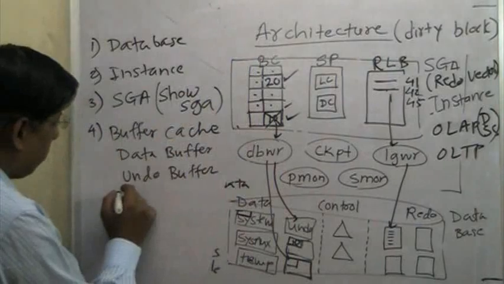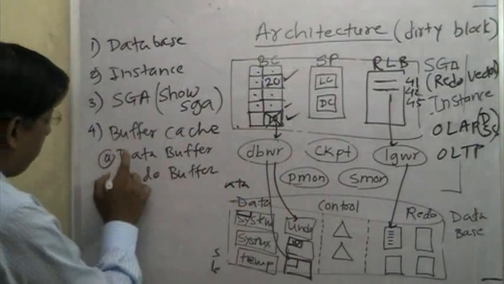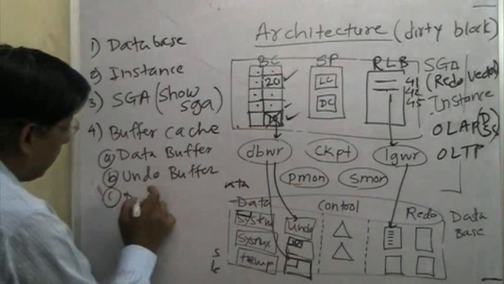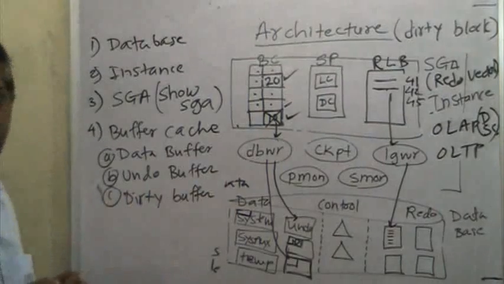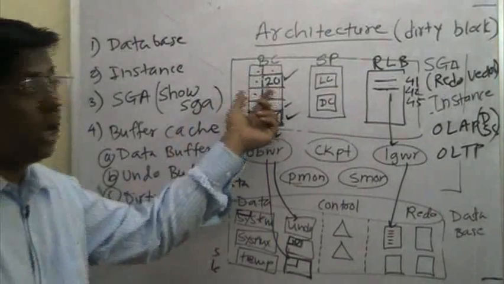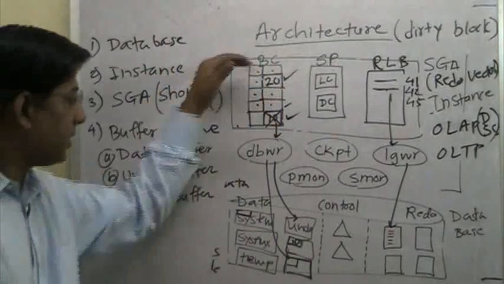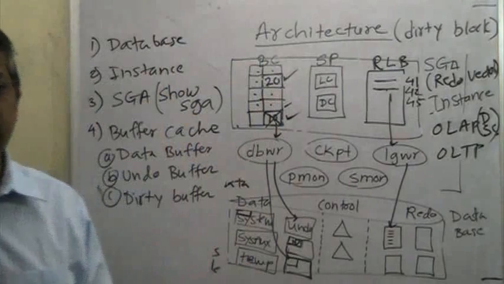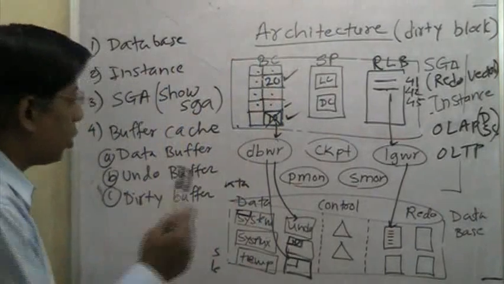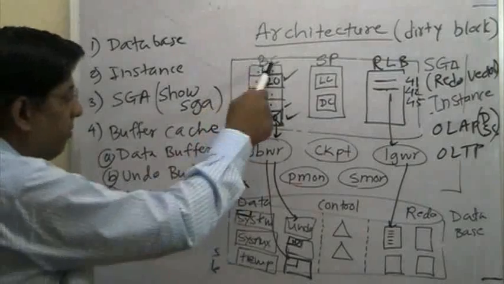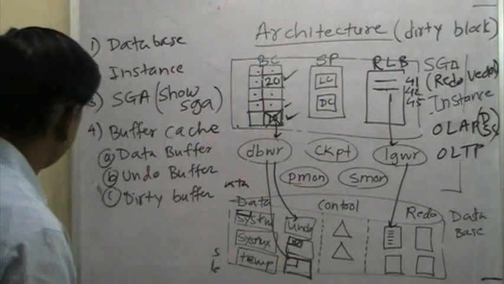Then you also need to know a terminology, so this is 4A, 4B maybe, and 4C. What is a dirty buffer? A dirty buffer is a buffer inside the buffer cache which has been modified by the server process or server processes, but has not yet been written to the disk by the DBWR process. That is what a dirty buffer is. So it is the job of the DBWR to write dirty buffers from the buffer cache to the data files every 2 seconds, 3 seconds, every 3 seconds, whatever it is.